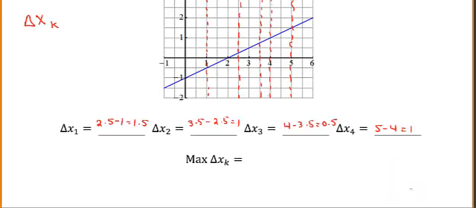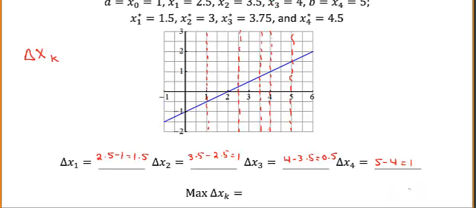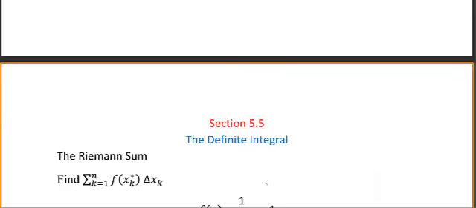Now, there's another concept that we need to keep in mind, and that is the maximum of delta x sub k. And that's just what it says. If I go through this, the first one is 1.5, the second is 1, the third delta x is 0.5, the fourth is 1. Who's the biggest? Well, of course, the first one is the biggest, so the maximum is going to be that 1.5. That's the biggest of the delta x's. Okay, so now let's go on.